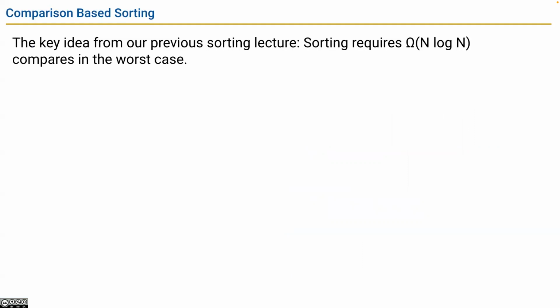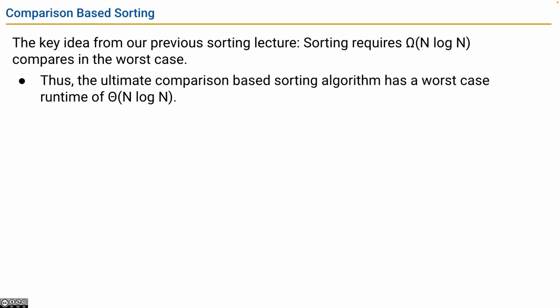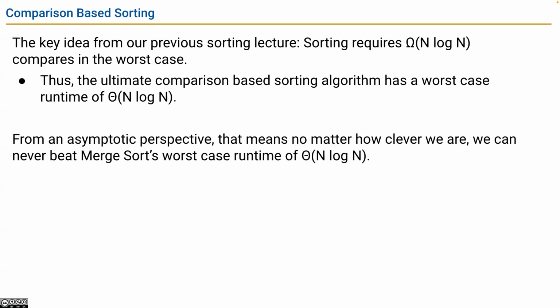Okay. So we found that sorting requires, if we're using comparisons, at least n log n compares in the worst case, which means this ultimate comparison-based sorting algorithm that you could imagine, the best one possible, has a worst case runtime of n log n. So it needs to do that many compares. That means no matter how clever you are, you can't find a better sort if you're using compares. But if you don't use compares, maybe you could do better.